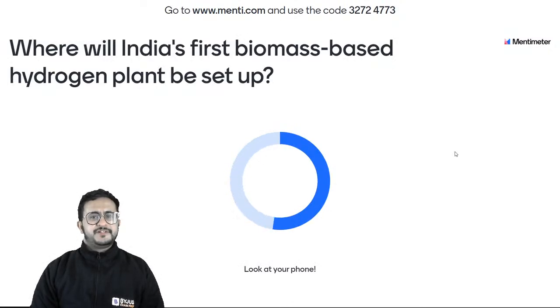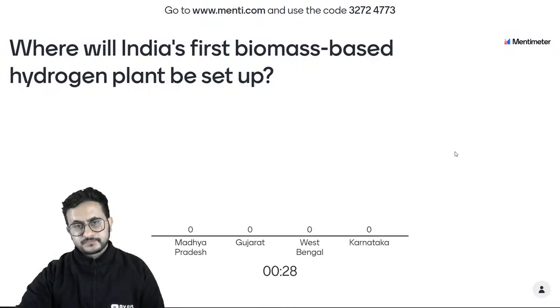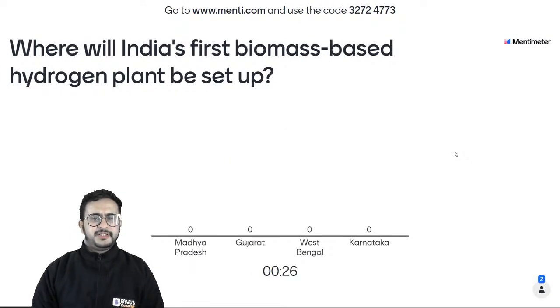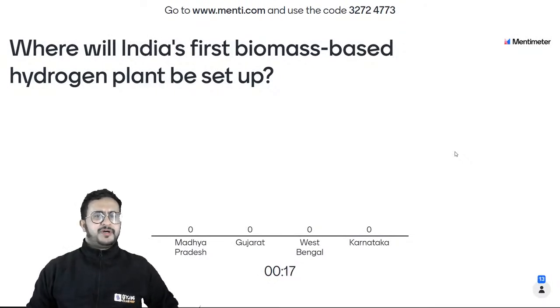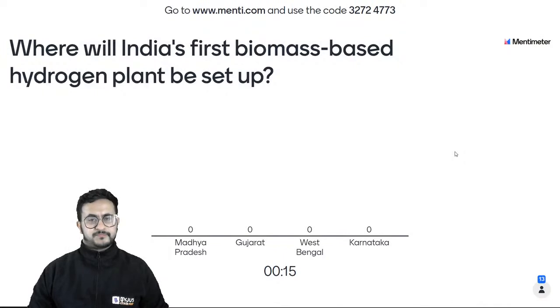Where will India's first biomass-based hydrogen plant be set up? Which state? Madhya Pradesh, Gujarat, West Bengal, or Karnataka? Again, something from current affairs. India's first biomass-based hydrogen plant.